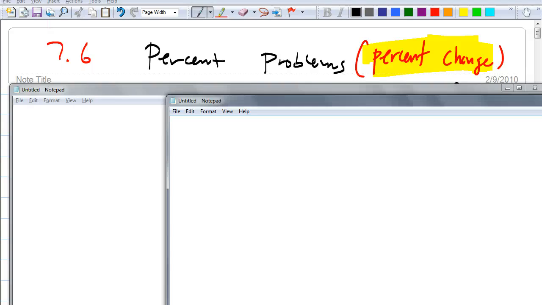Okay, percent problem 7.6. We're going to specifically talk about percent change. So get out your notes.